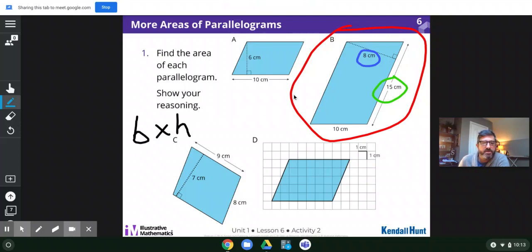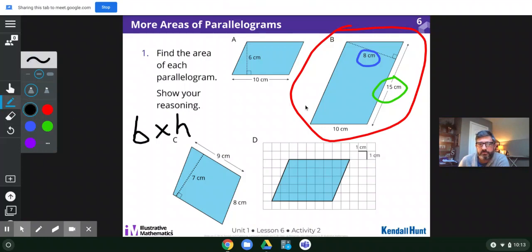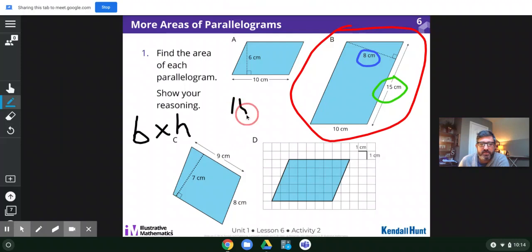So can you tell me the area? What is the area? We've got the base, which is 15, times the height, which is 8. What's 15 times 8? 120. I'm going to have to get my calculator out. 120, that is correct. Nice job. Good job.